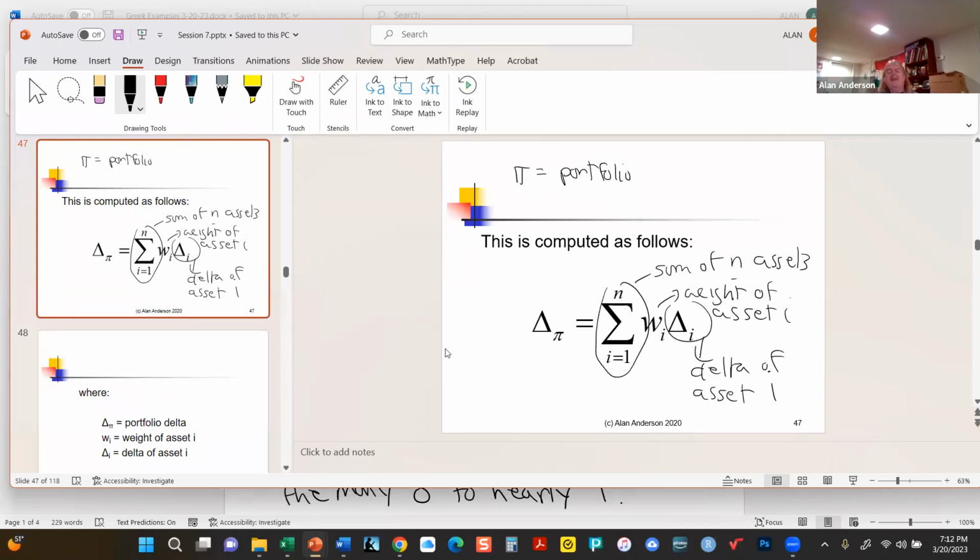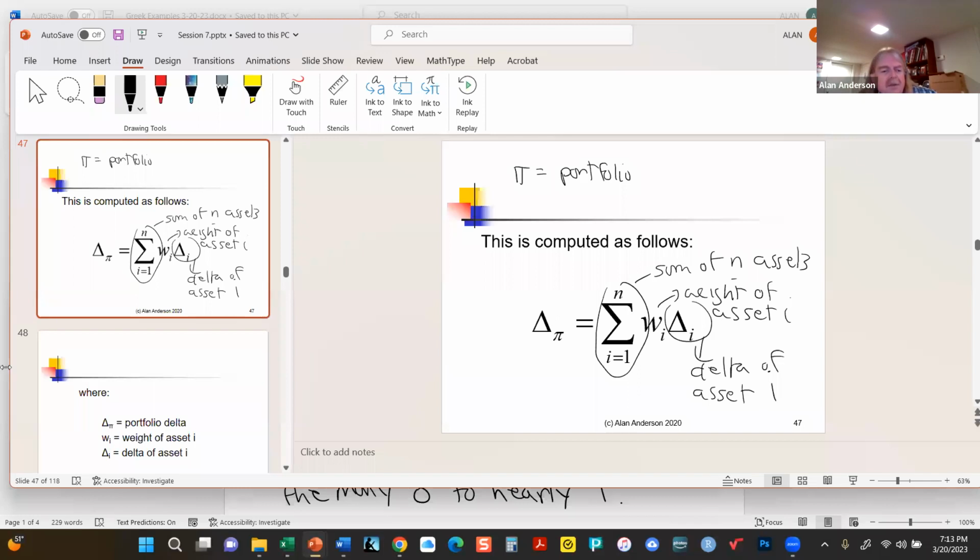So you can figure out how many options or how many forward contracts you need, not only just based on their deltas, but because some of them may have different deltas, you may adjust the number of contracts that you buy or sell, so that when you multiply these deltas by weights or the amount that you own, you'll end up with whatever your desired hedging position is.